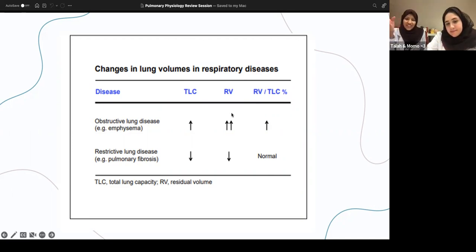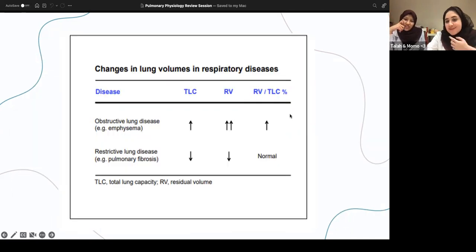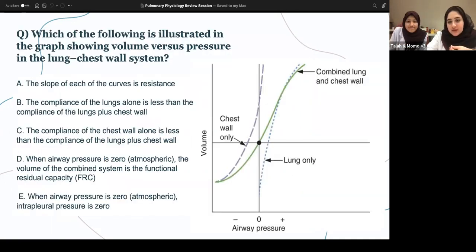If you see this ratio, or the FEV1/FVC, that's your hint for which one it is, if they didn't give you the volumes yet. Okay, that's it. So the next question.